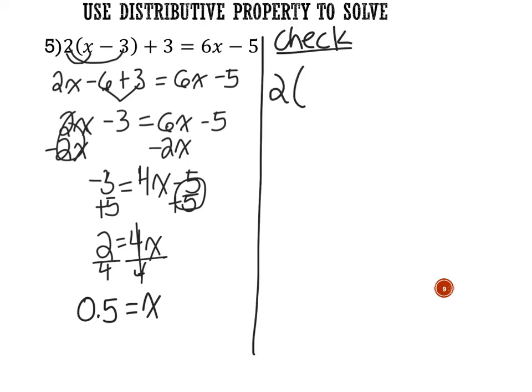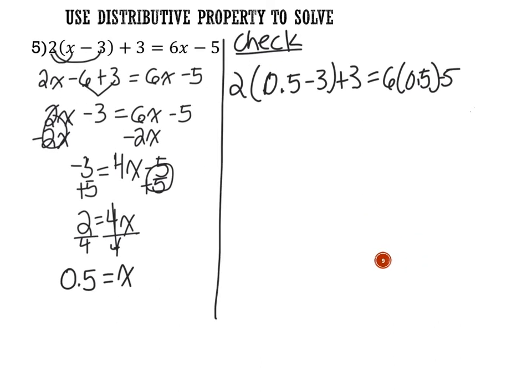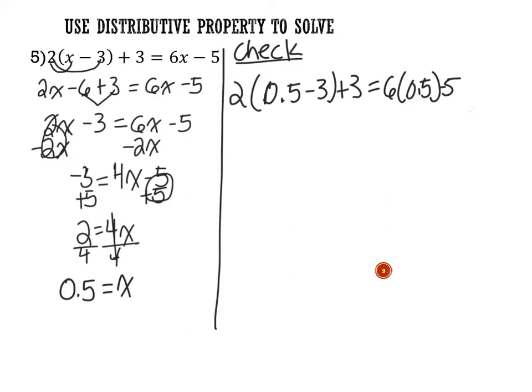So 2 times (0.5 minus 3) plus 3 equals 6 times 0.5 minus 5. There's two ways you can do this. You can distribute your 2 into your parentheses first, or you can do your parentheses first. I'm going to do my parentheses first. Okay, so 0.5 minus 3 gives me 2 times negative 2.5 plus 3 equals 6 times 0.5 minus 5.